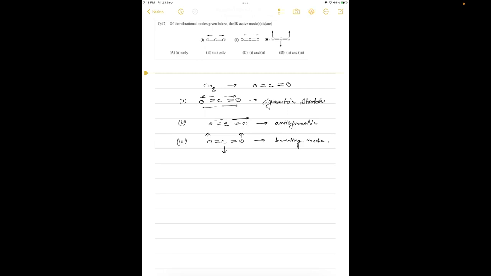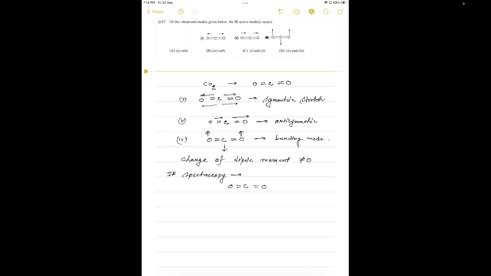For any vibrational mode to be infrared active, it has to satisfy a property: the change of dipole moment corresponding to that vibrational mode has to be non-zero. The whole molecule can be non-polar, but the change of dipole moment for any given vibrational normal mode has to be non-zero. For example, in this CO2 case, the molecule is linear, right?